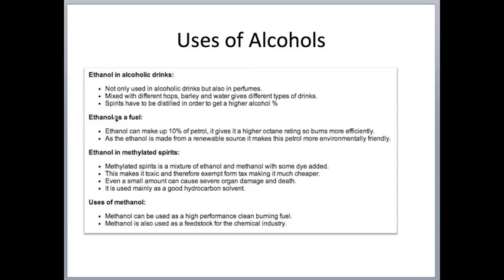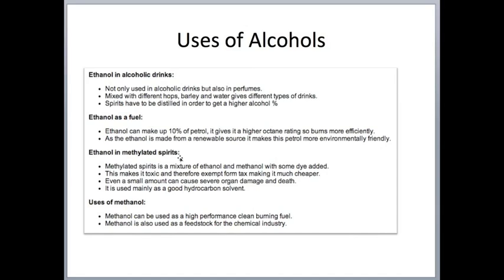We can also use ethanol as a fuel, and in petrol ethanol can make up to 10%, and this gives it a higher octane rating, meaning that it burns more efficiently. And also ethanol comes from a renewable source, therefore when we add ethanol to petrol, the petrol becomes more environmentally friendly. We can also use ethanol in methylated spirits, and these are a mixture of ethanol and methanol with some dye added.